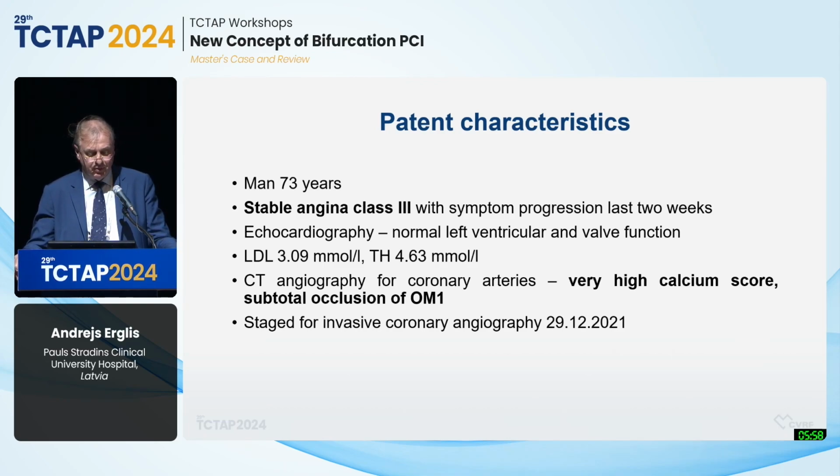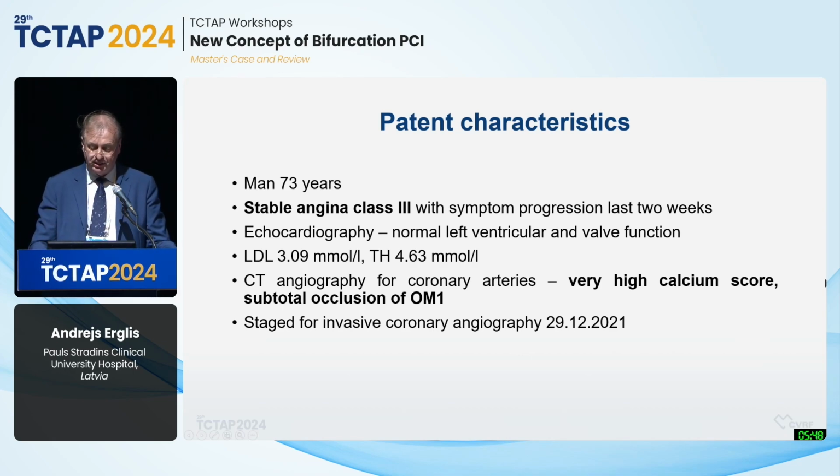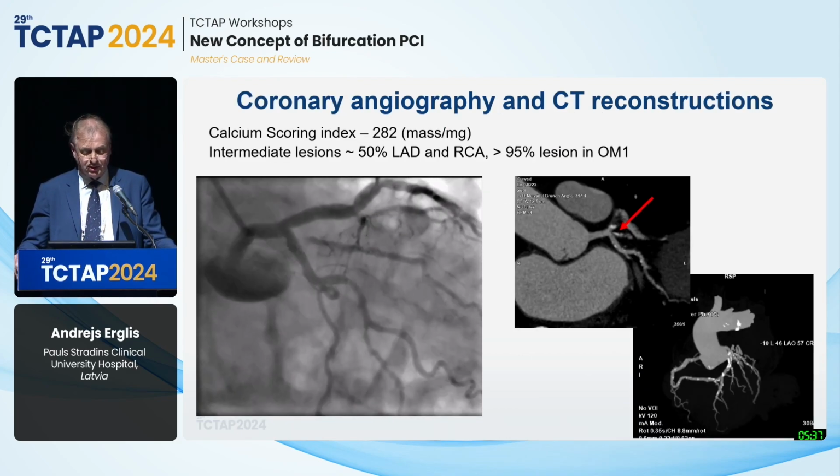This is a 73-year-old man with really progressive angina. If you look at the CT angiography, you will see a high calcium score and subtotal occlusion of OM1. There was a staged invasive procedure, and here you see this case.